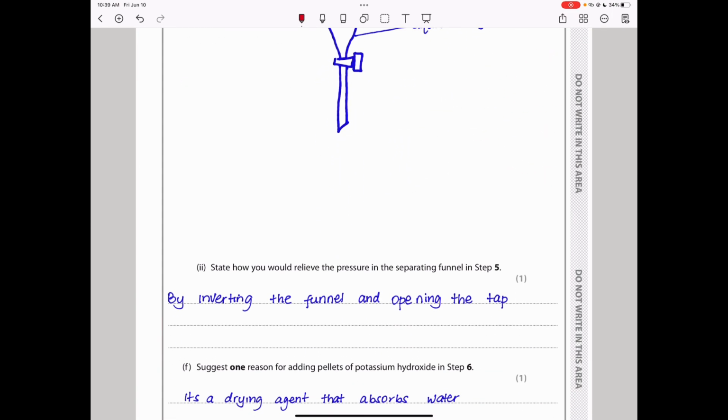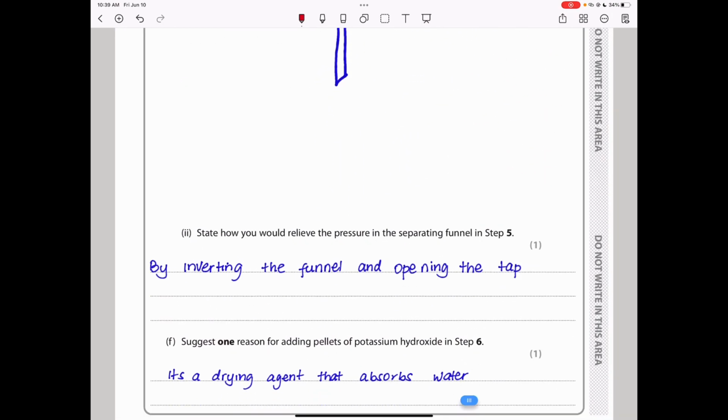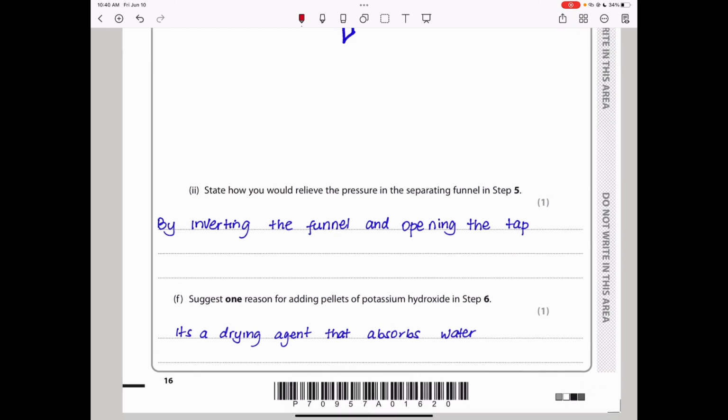So the next part says, state how you would relieve the pressure in the separating funnel in step 5. To relieve the pressure, you use your thumb to tap the top part of the separating funnel and then invert the funnel. As you invert, then you open the top of the funnel in order to relieve some pressure. You invert and then open the top in order for the pressure building up to be released.